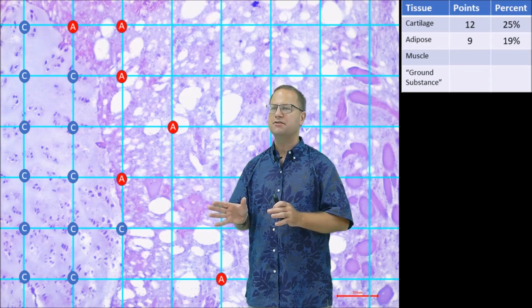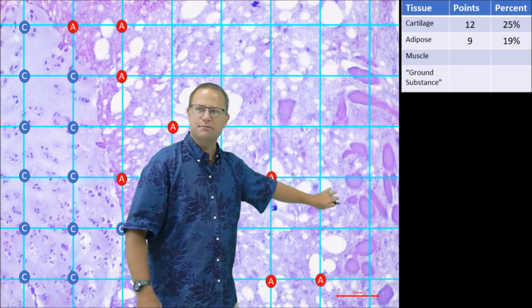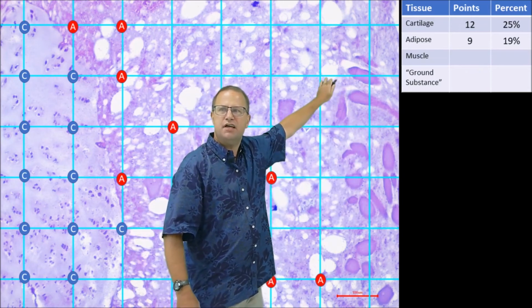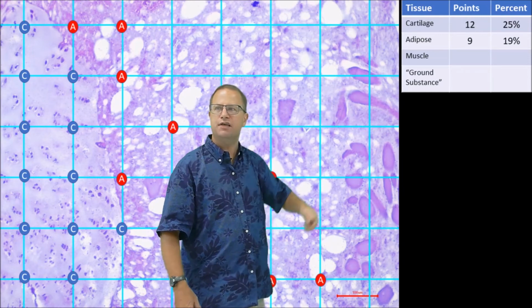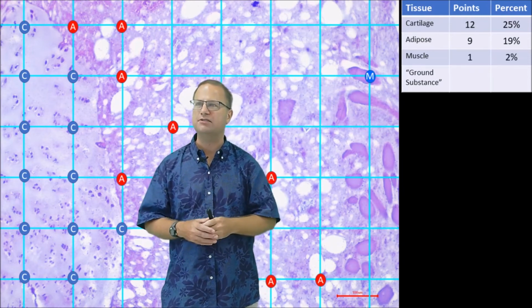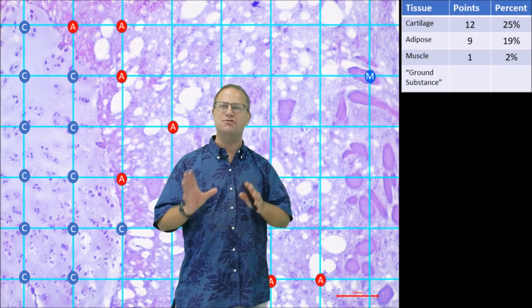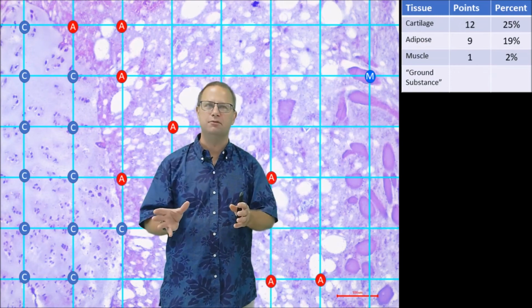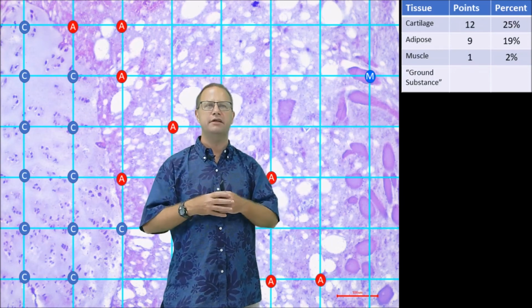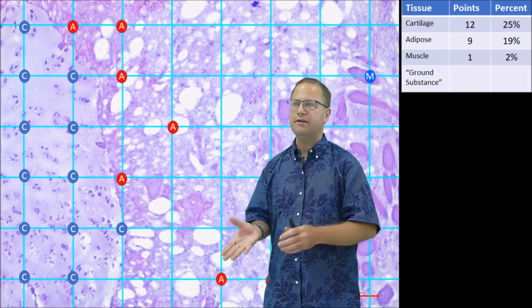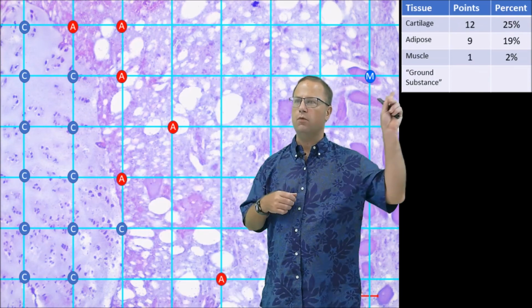Now let's look for muscle tissue. Even though we saw lots of muscle tissue over here, we only have one spot where there's actually an intersection with our grid, and so that one spot would be labeled as muscle tissue. So 1 out of 48 spots is muscle tissue, which is about 2% muscle, and that's not very much. But remember, this is only visible muscle. There's probably a lot more muscle in here that's just been denatured and broken down so much that we can't readily identify it. And so we have identified the cartilage, the adipose tissue, and the one muscle tissue.